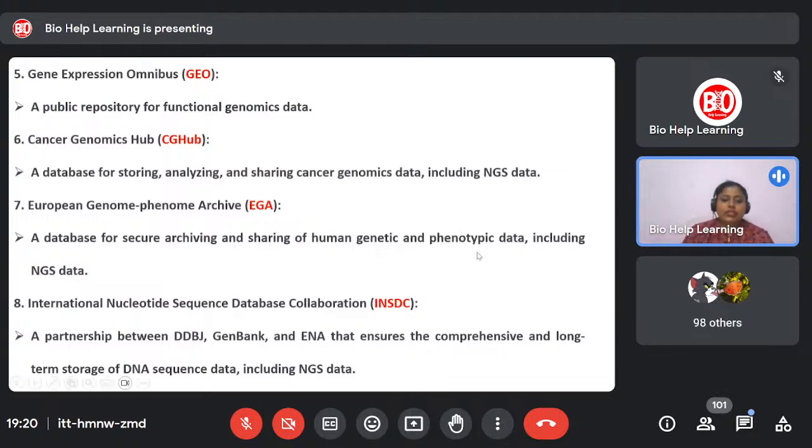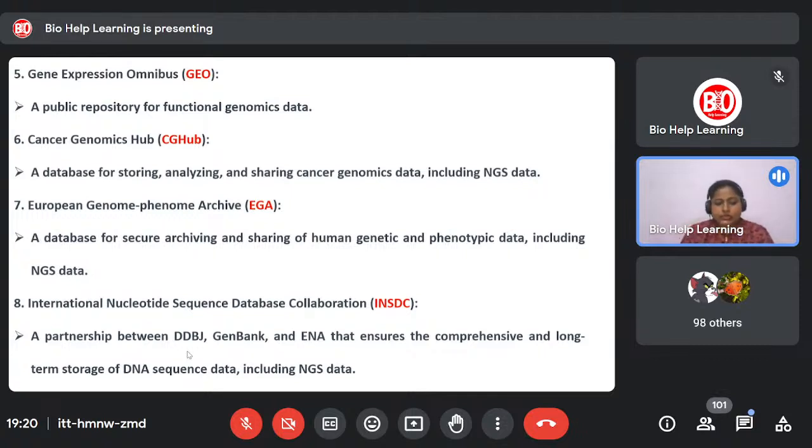It means it contains both the information. So based on that criteria, you can also retrieve the NGS data. The eighth one is the International Nucleotide Sequence Database Collaboration, INSDC. It is actually the partnership between the DDBJ, GenBank, and ENA, which ensures the comprehensive storage of DNA sequence data, including the NGS data.